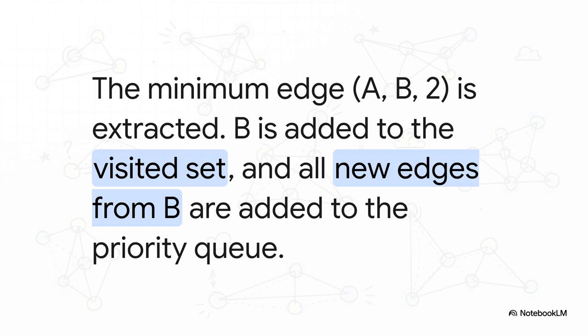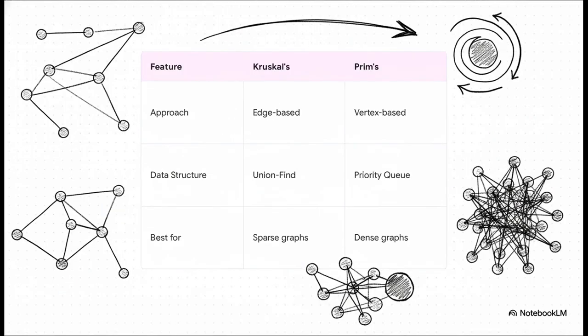Now here's the crucial part. Our empire now includes both A and B. So for the next step, it looks at all the paths leading out from both cities to find the next cheapest expansion. So let's put these two head-to-head for a second. Kruskal's is edge-based. It looks at all the possible deals at once. It's our global bargain hunter. Prim's is vertex-based. It grows from a single connected area. It's our local empire builder. And because of these different approaches, they actually use different tools behind the scenes, which makes them better for different types of graphs. Kruskal's tends to be faster for sparse networks where there aren't a ton of connections, while Prim's usually has the edge on dense, really tangled networks.